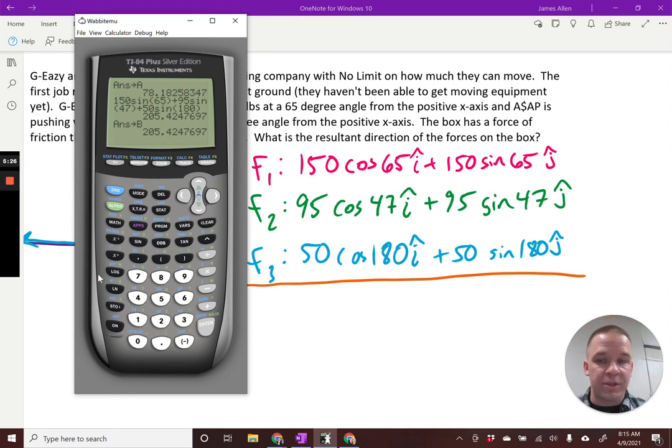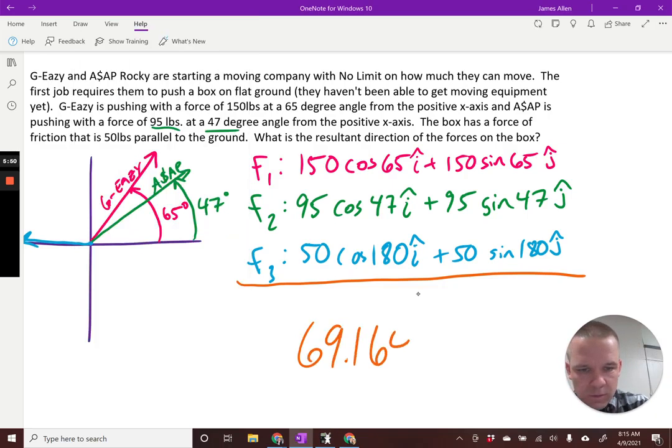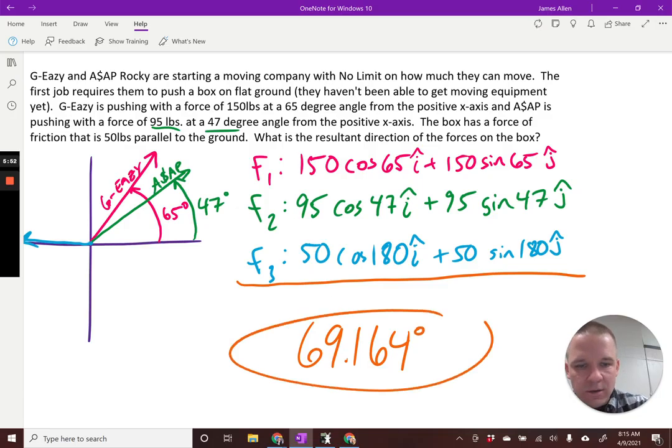So if I want to figure out what the direction is, I'm going to take the tangent inverse of my alpha B over alpha A, right? Y over X. We get 69.164 if we do 3 decimal places. That is the resultant direction that we have going on for this one here.